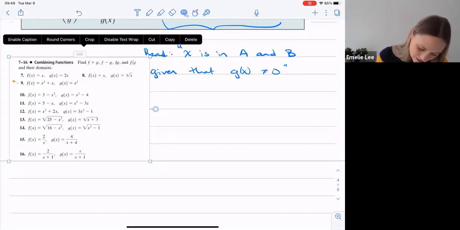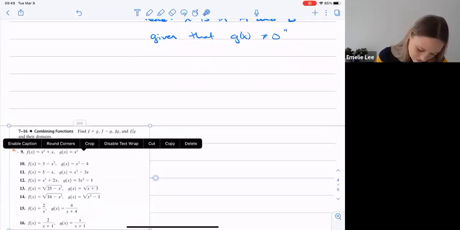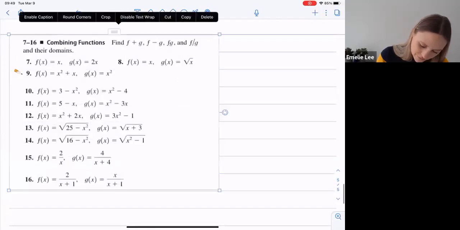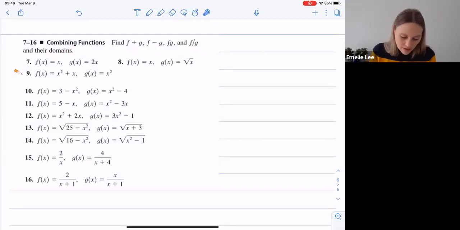So here, we're supposed to find f plus g, and I guess I'll put it down here. Bigger. So I want to find f plus g, f minus g, f times g, f over g, and their domains, which means I have to find the original domain. So if I have f of x is x and g of x is 2x, what are some values I can put into each of these? Well, there's no division, there's no roots, so there's no restrictions on the domain. So overall, the shared domain is the set of real numbers here.